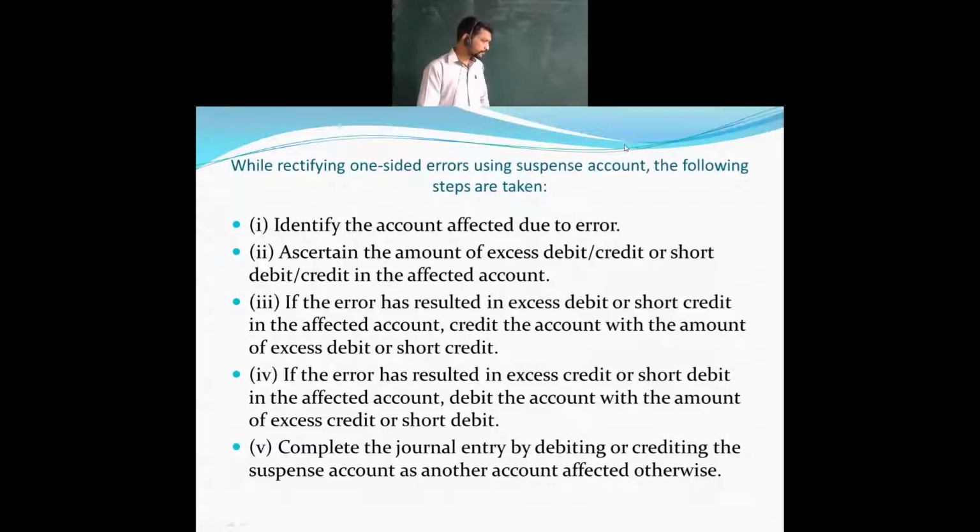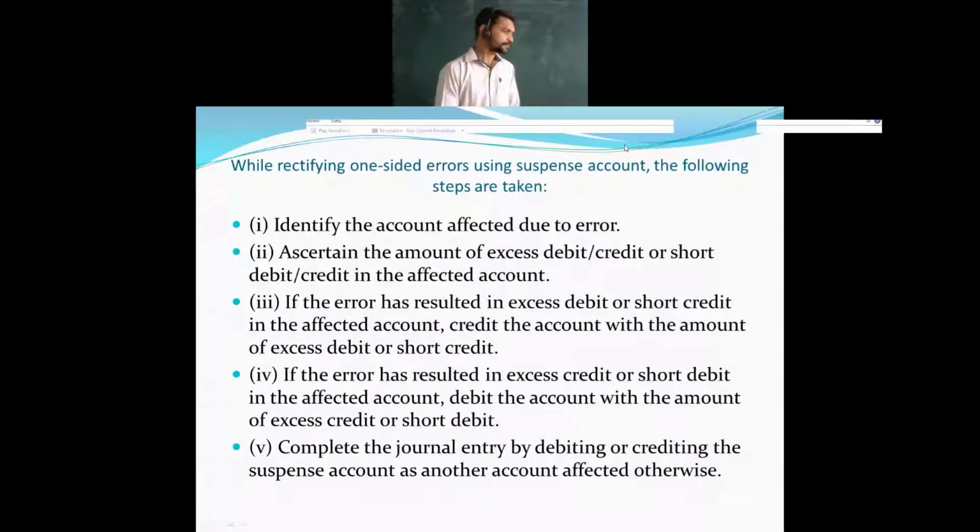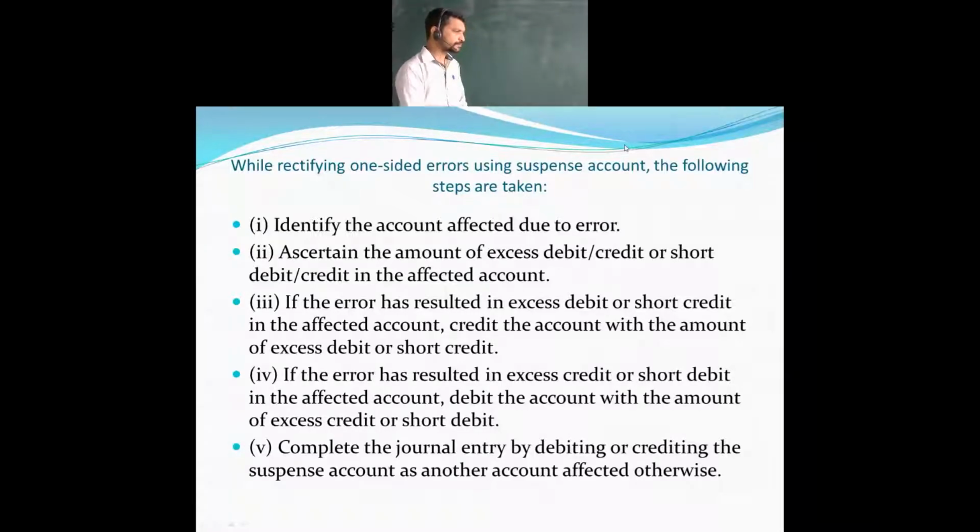Further, if the errors result in, as in the third and fourth points, excess of the debit side and shortage of the credit side, or else excess of the credit side and shortage of the debit side, this is vice versa. It is the same thing, only the sides will be different. Then the last point: complete the journal entry by debiting or crediting the suspense account. That is how the suspense account is opened, which we shall see here.